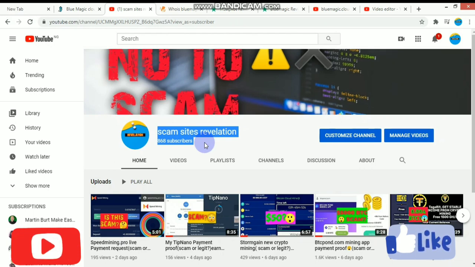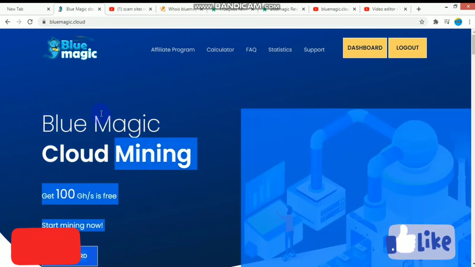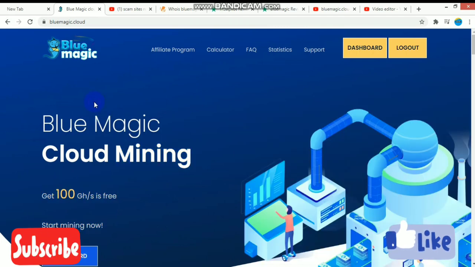So the site I'll be talking about today is Bluemagic.cloud. Yeah, Bluemagic.cloud. This is a cloud mining site, and it gives you 100 GH per second for free, guys, and you know that's about $1. They give you $1 for free.